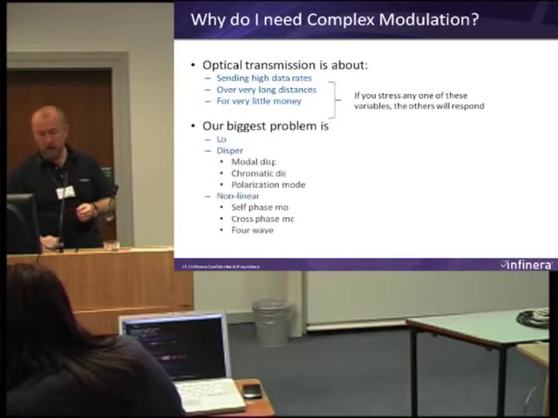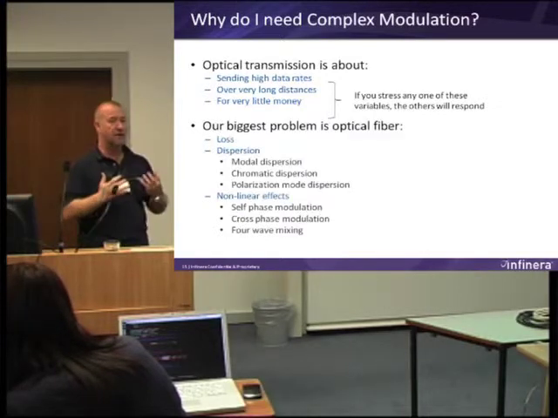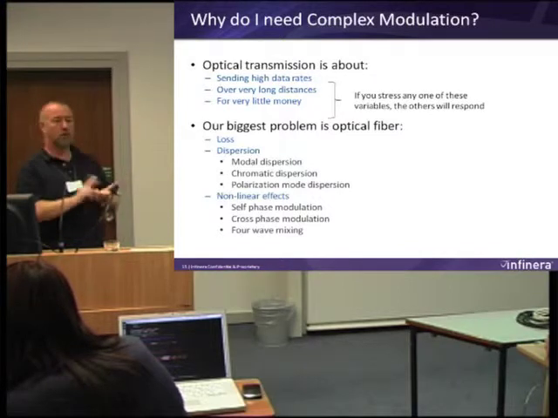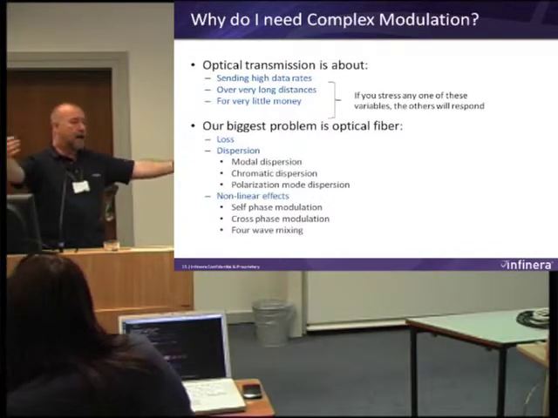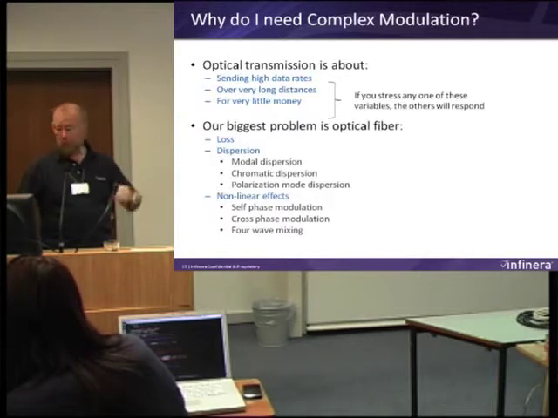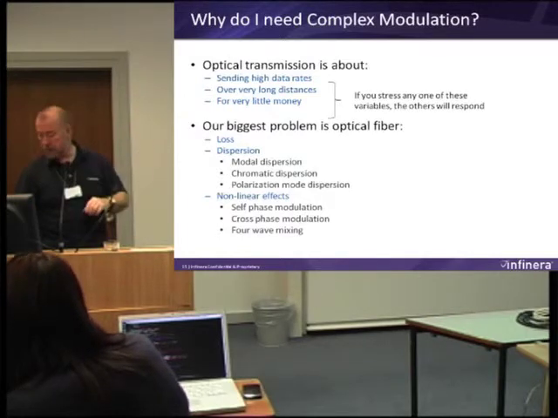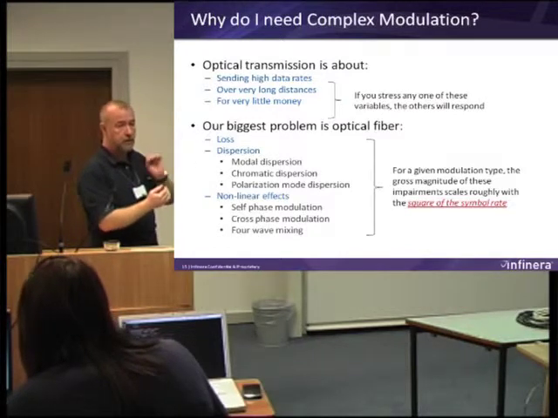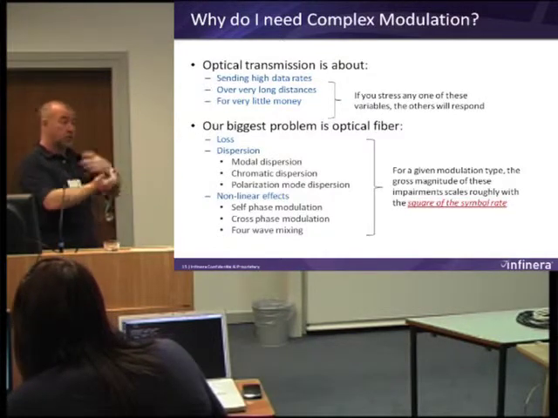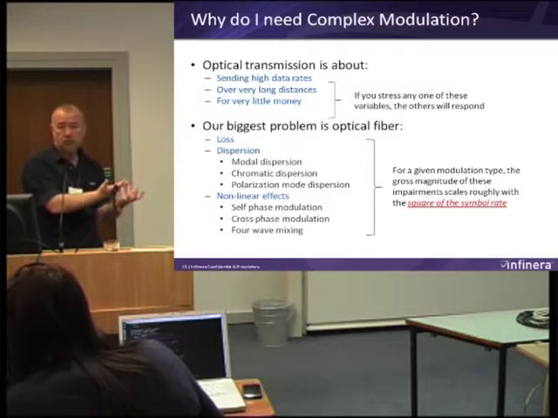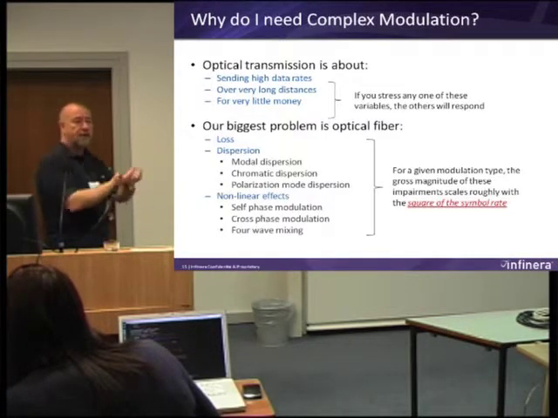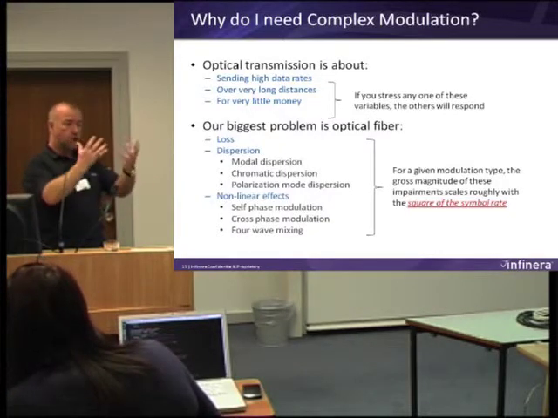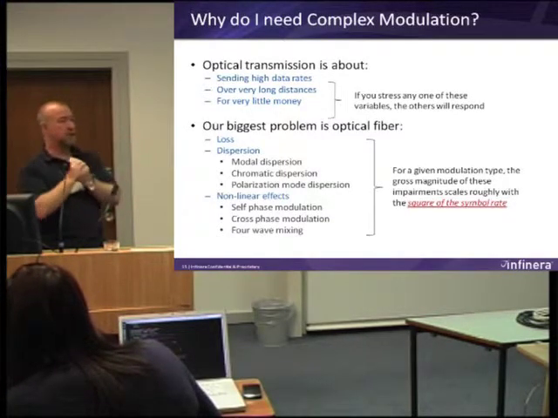Now, our biggest problem here is optical fiber because it has lots of nasty things going on inside it. Loss, dispersion, nonlinear effects. And if you were able to wrap your arms around all of those properties and give them a magnitude, you would find that that would scale with the square of the symbol rate that you're trying to transmit at. So in other words, instead of being 4 times more difficult to transmit at 40 gig than 10 gig, it's 16 times more difficult. That's a big problem. So what you can do is change the modulation technique.